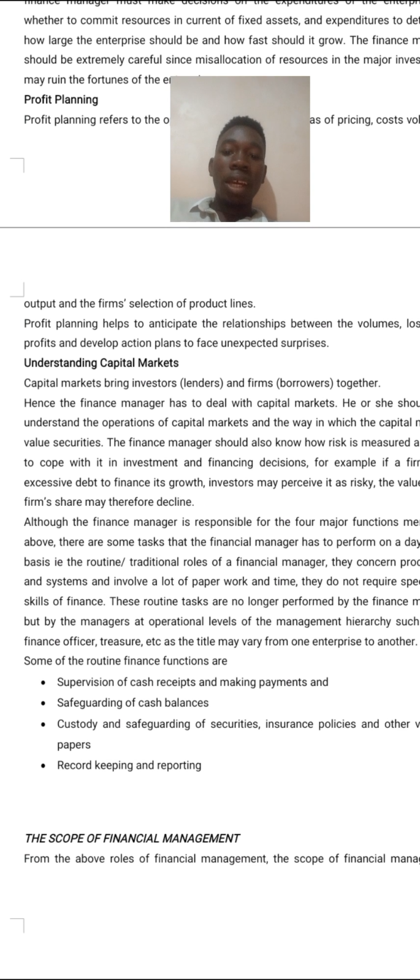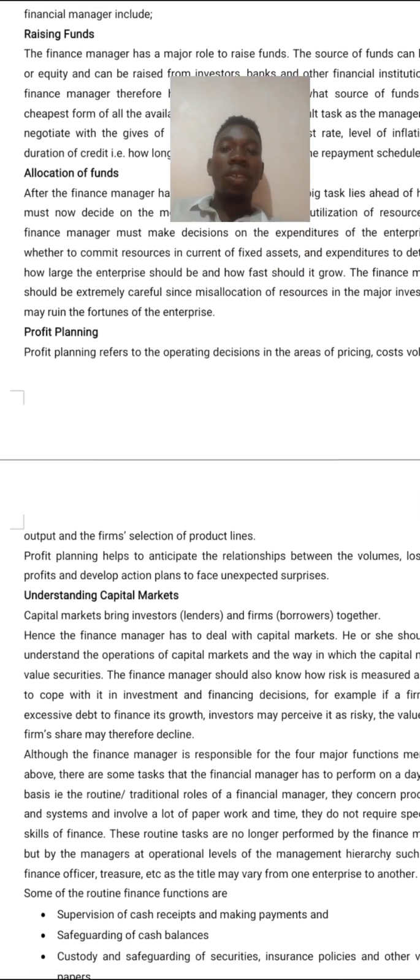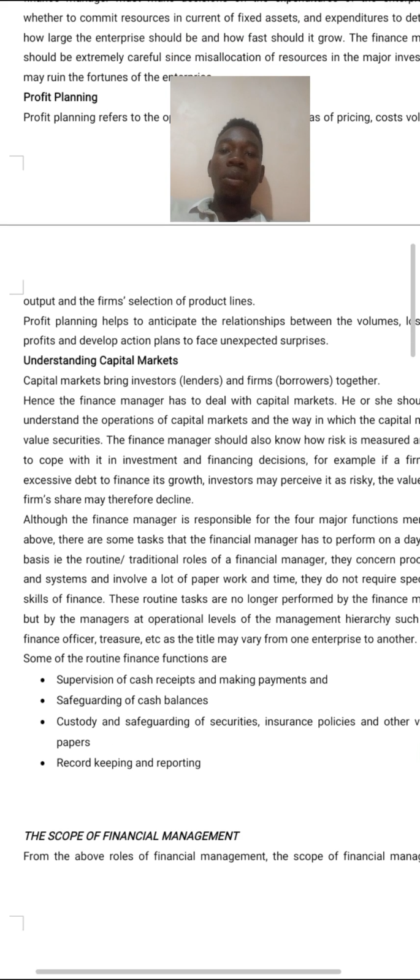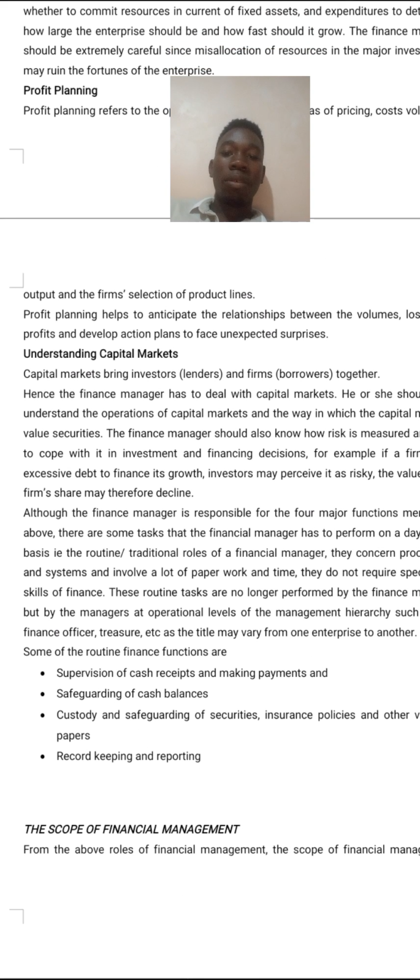So with that, those are the major roles of a financial manager. However, some books can add some points, but as you are bringing those points, you have to say other roles of a financial manager include risk assessment, as to assess the risk of the firm.